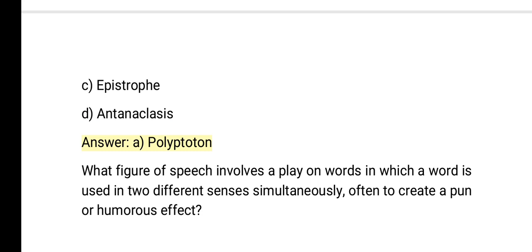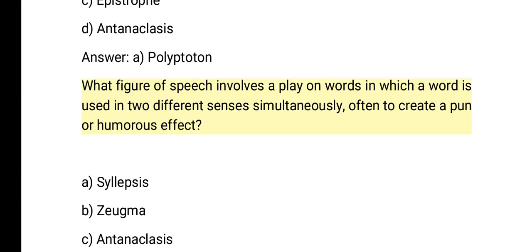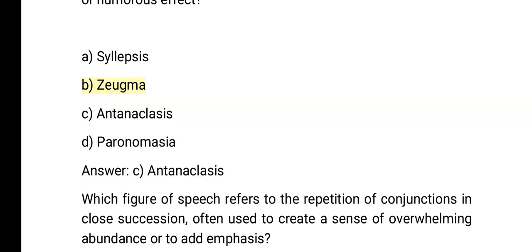Polyptoton. What figure of speech involves a play on words in which a word is used in two different senses simultaneously, often to create a pun or humorous effect? A. Solecism. B. Zeugma. C. Antanaclasis. D. Paronomasia. Answer: C.